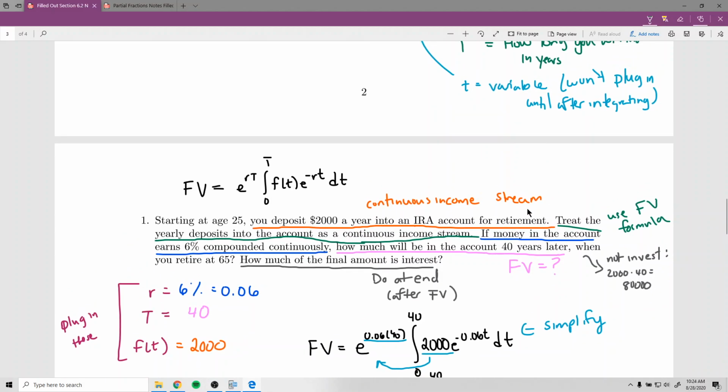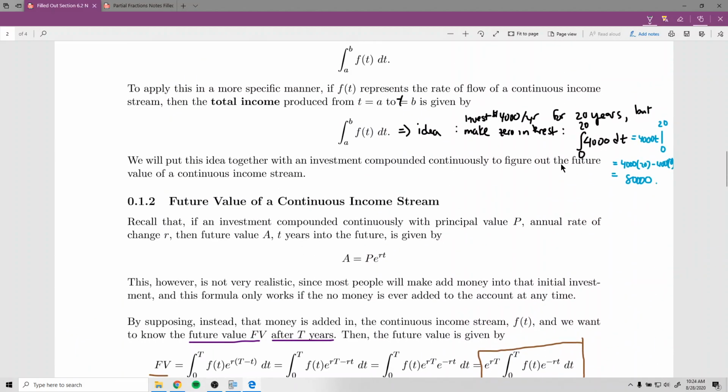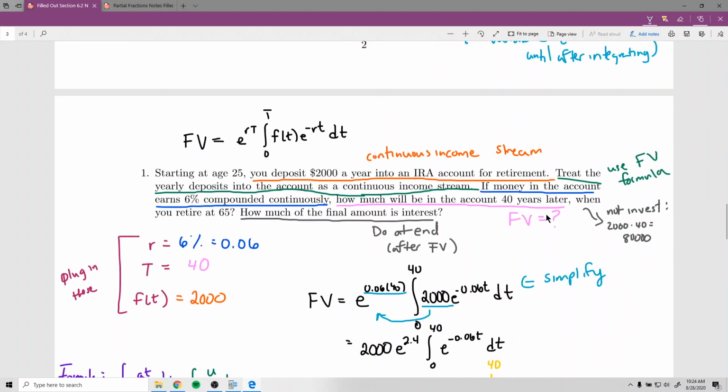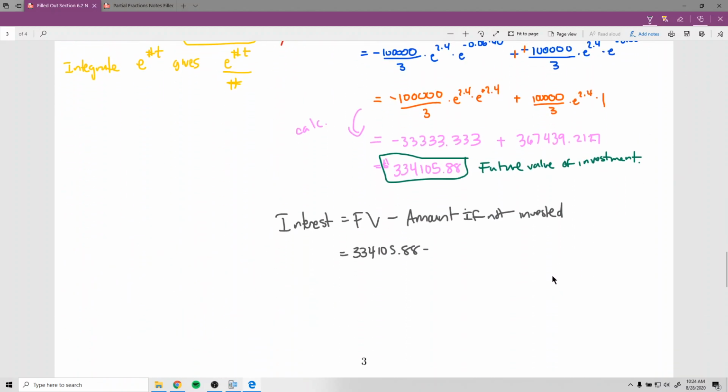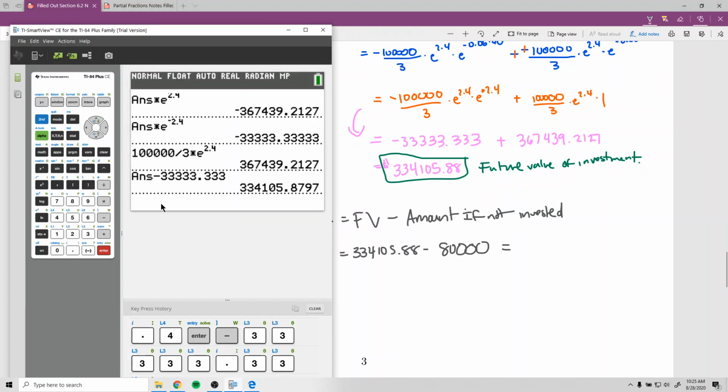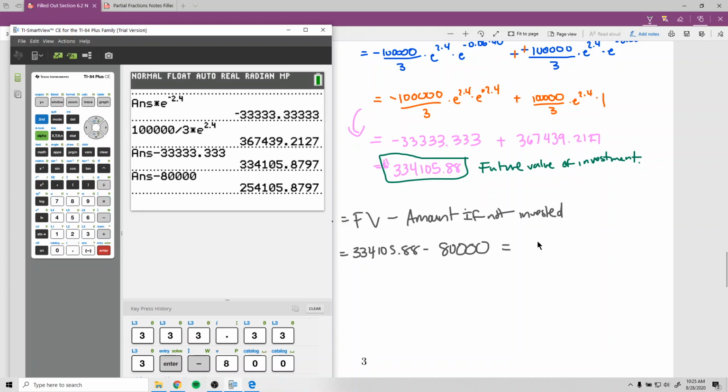Technically, if you had a function in here that dealt with t, so the amount you deposited depended on the year, then you would have to do the integration. But there are not any problems in the homework like that. So if you're trying to figure out how much of the final amount is interest, you've done almost all the work with the future value. Then figure out that calculation, and then we'll compute it. So I still have that number pulled up. Just going to subtract off 80,000, and we get $254,105.88.